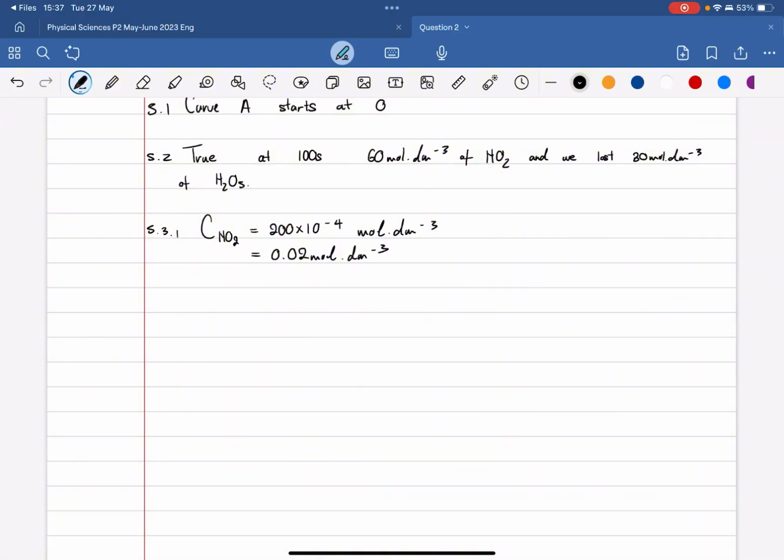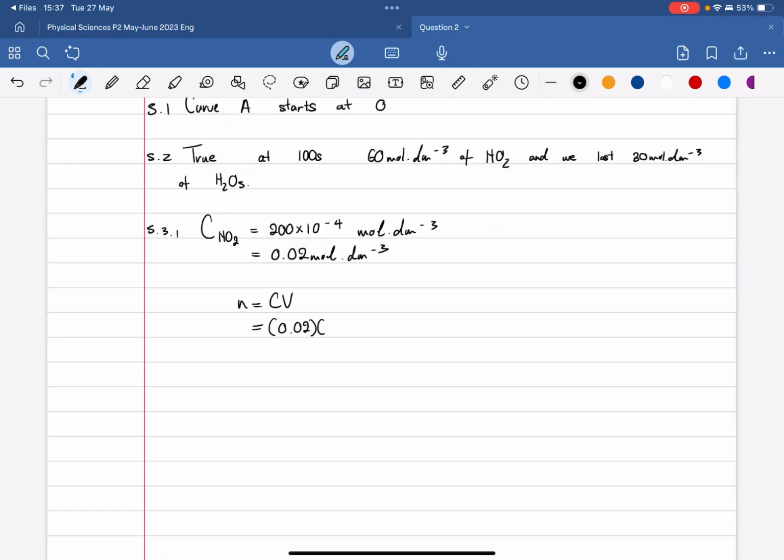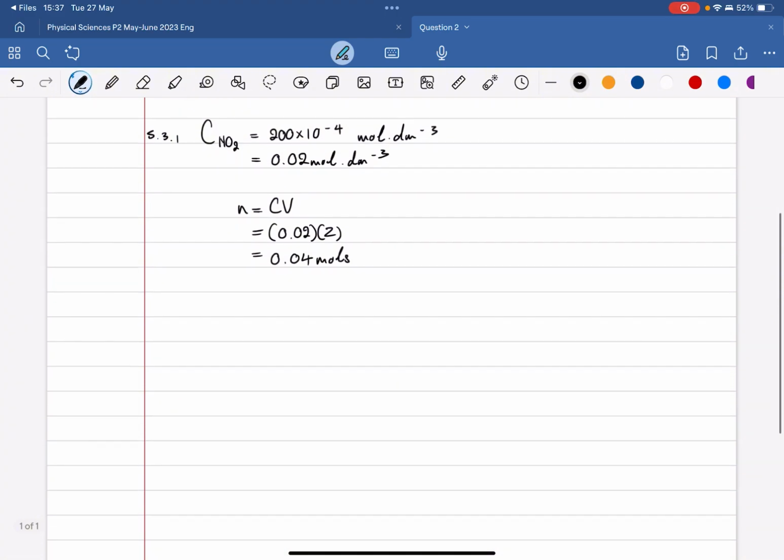So first we need to get the number of moles. Number of moles is equal to concentration times the volume, so n = CV. For concentration we have 0.02, and the volume is given to us as 2 decimeter cubed, so we multiply by 2 there. If you do that math, you should get 0.04 moles. That's the number of moles of nitrogen gas.